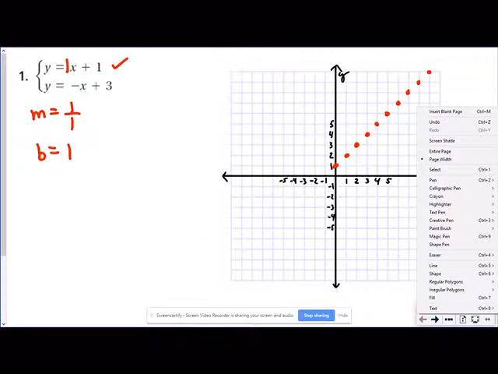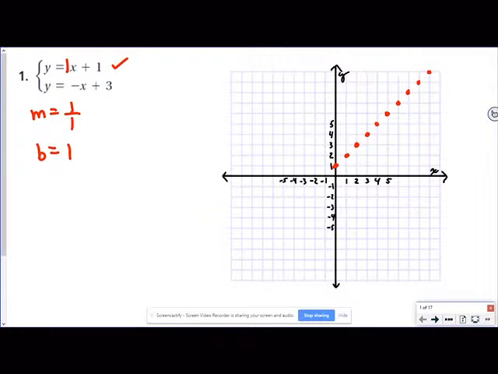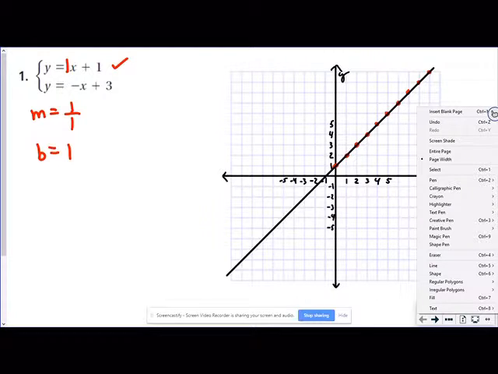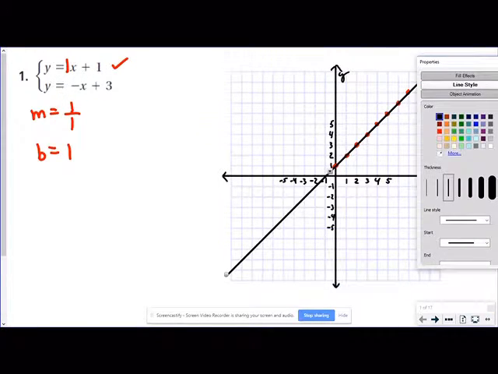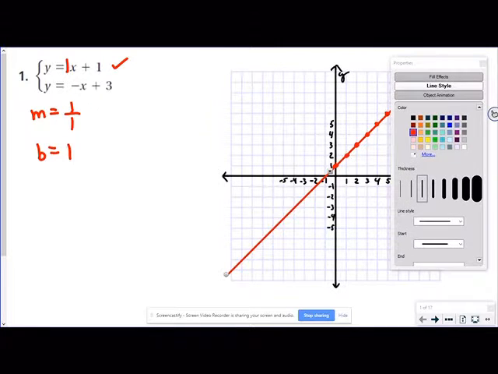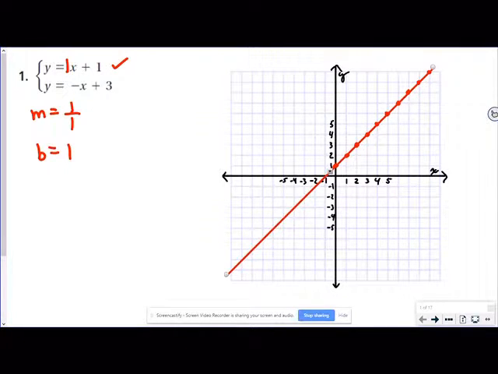These lines need to be straight, so please make sure you're using your straight edge. I have the benefit of technology here. I'm going to make this one red. Arrowheads. And we must have a label. So y equals x plus 1.